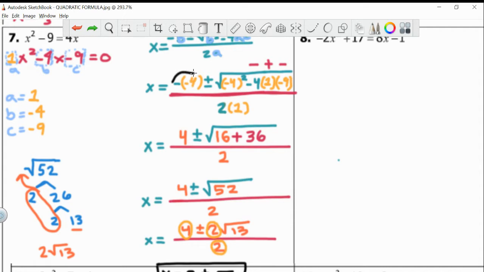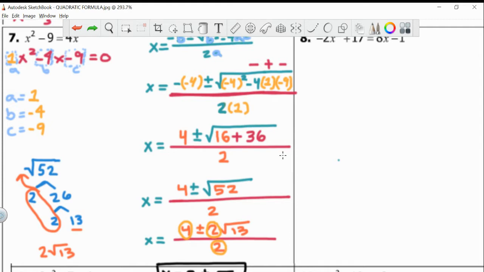First, we worked in this field, and we said minus minus makes positive. That's easy. Then we worked right here. That was easy. It was 16. Then we worked right here. A little funky, but we handled it. It was 36. Then we worked right here. It was 2. Then we worked right here. It was 52. Then we did the square root of 52, which was over here. That wasn't too bad, okay?